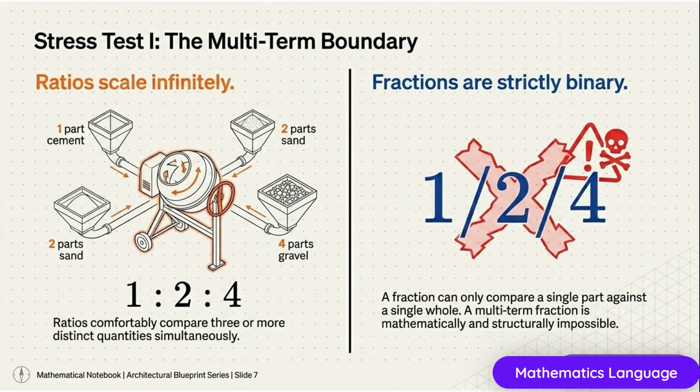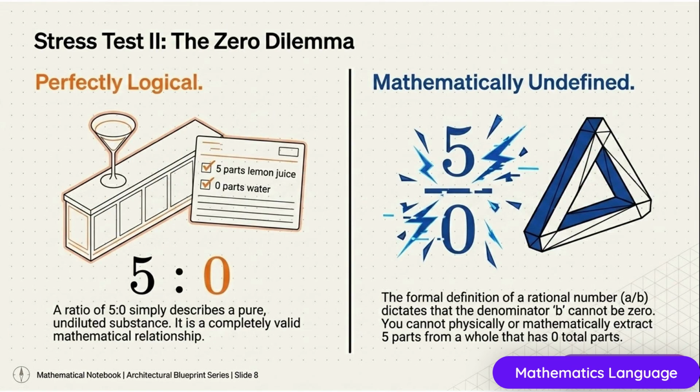Ratios can scale infinitely, comparing multiple quantities simultaneously. Fractions, however, are strictly binary, comparing a single part against a whole, making multi-term fractions impossible. A ratio like 5:0 is perfectly logical, describing an undiluted substance. However, mathematically, dividing by 0 is undefined, highlighting a fundamental difference between ratios and fractions.